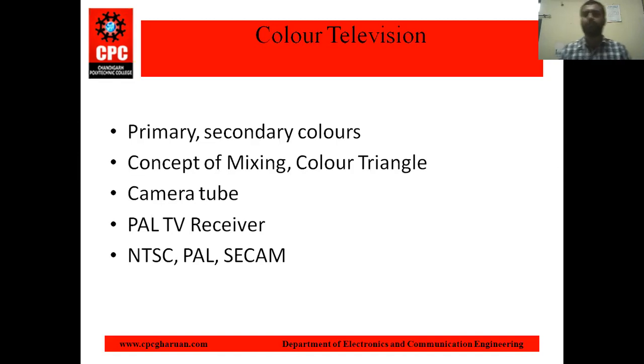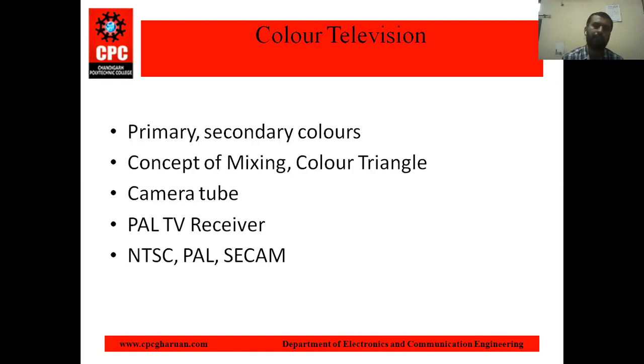Camera tubes are your transmitter side, used when we want to transmit the video signal. Two types of cameras are covered here, the Vidicon and Plumbicon cameras. How they work, and the different grids used in camera tubes, we are studying in this topic.